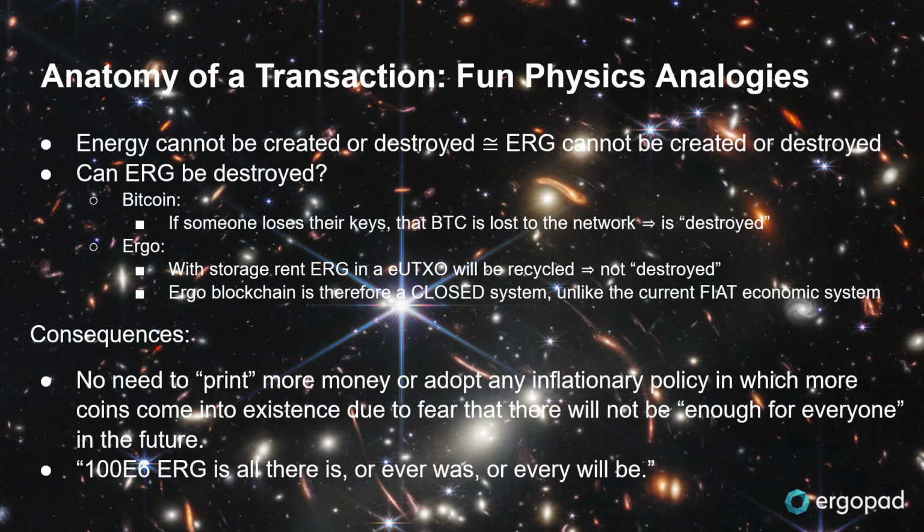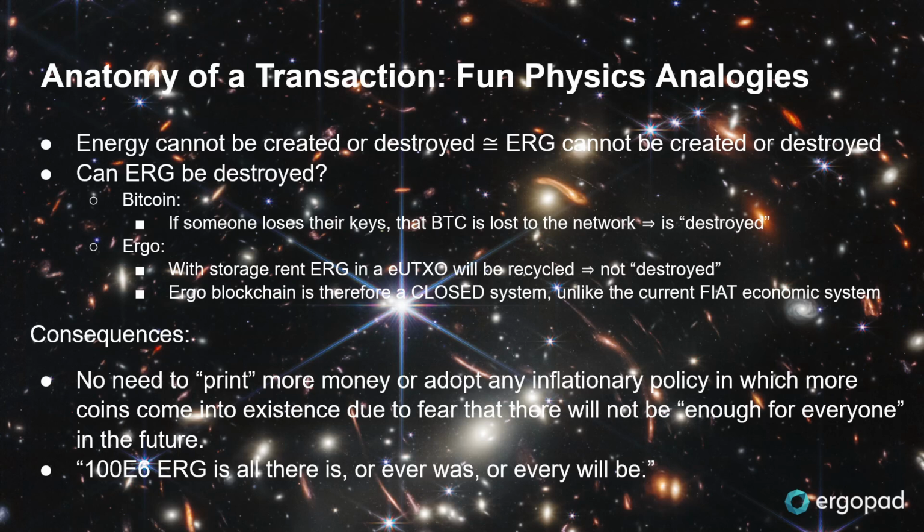And just as a quick aside, this is a fun physics analogies sort of slide. In the same way that you have this concept in physics that energy can't be created or destroyed, similarly, Ergo cannot be created or destroyed. So what do we mean by destroyed? In Bitcoin, as we all know, if someone loses their keys, then that Bitcoin is effectively lost to the network, right? That's why people freak out when they lose their keys, because they can't recover their money, and nobody else in the network can either. So even though it's not literally burned, it's as though it's been burned.